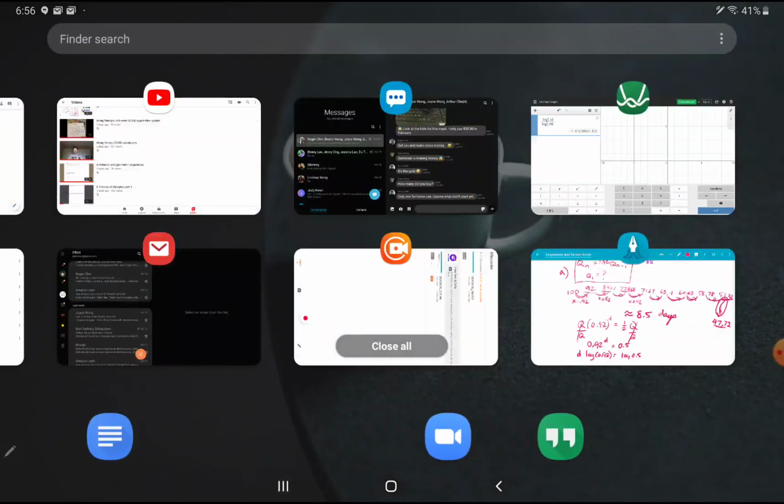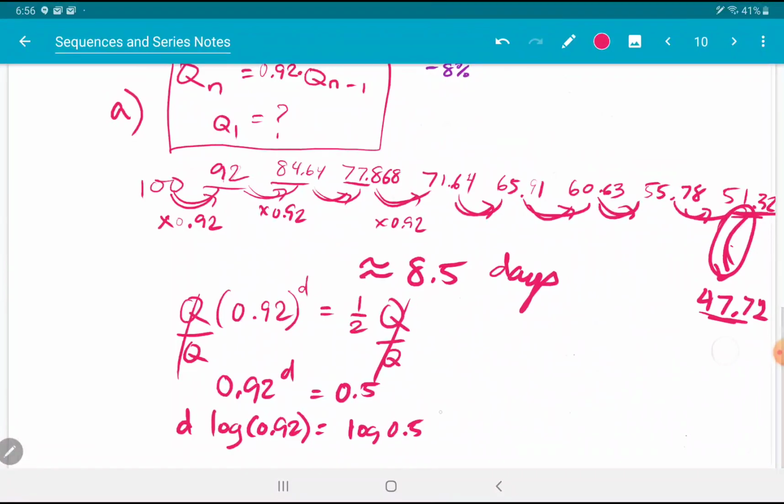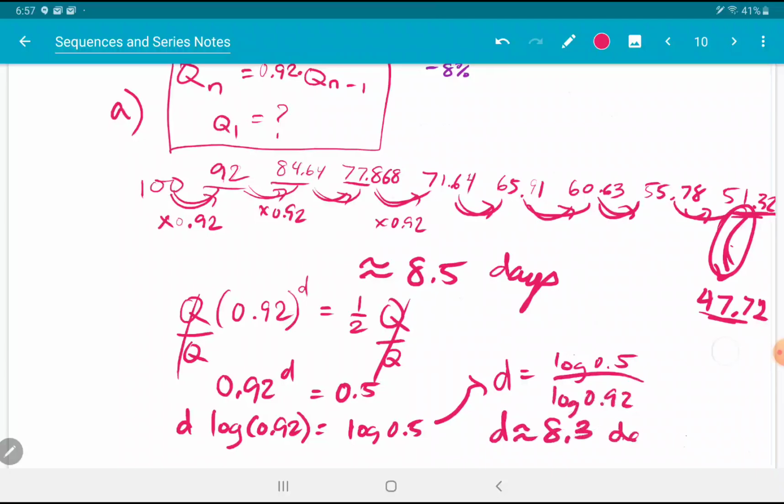Let's go back, 8.31 days. Notice that when we solve for the value of D, log of 0.5 over log of 0.92 gives us a value of about 8.3 days. Let's call that days for the units. So it's really going to take about 8.3 days.